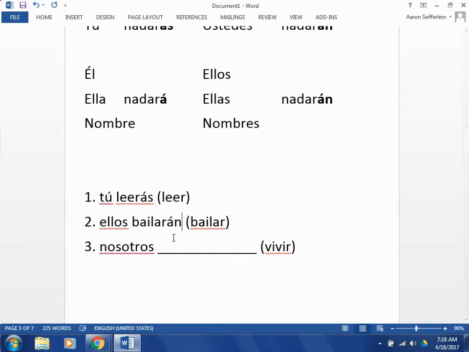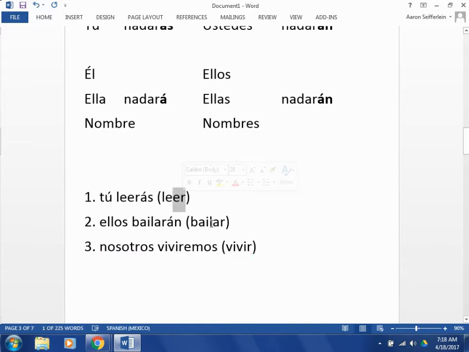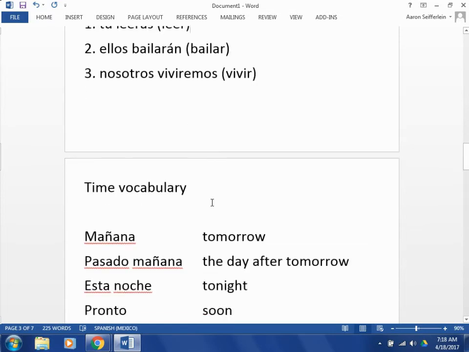Bailarán, they will dance. We will live with vivir. Again, keep the entire verb. What's the ending for nosotros? Emos. Viviremos. Very easy conjugations. And again, a reminder, we have here an ER verb, an AR verb, and an IR verb, and they're all using the same endings. É, ás, á, emos, án.